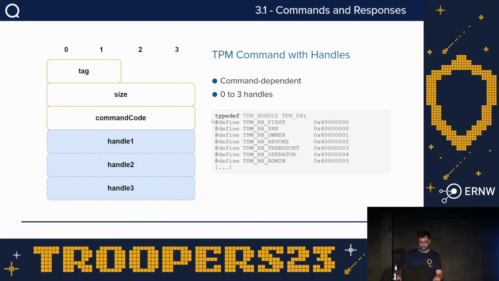So after the base header, you can have handles. But this is dependent on each command. Some commands may need 1 handle, or 0, or 2, or 3. I mean, it's from 0 to 3. And they basically use those hard-coded values, like admin, operator, transport, owner, and so on. So this is variable in size. You can have from 0 to 3 handles.